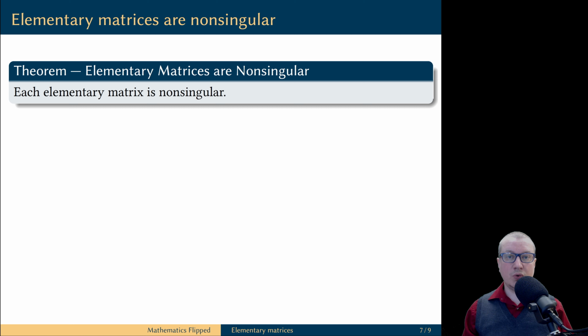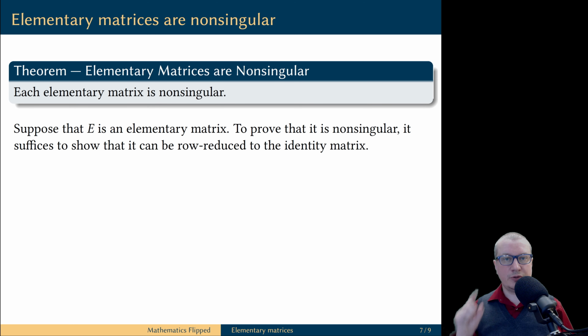Next, let's prove that elementary matrices are non-singular. We have established previously that a matrix is non-singular if and only if its reduced row echelon form is the identity matrix. And this is what we are going to use here. Let's say E is an elementary matrix, and we will prove that it is non-singular by showing that its reduced row echelon form is the identity matrix. There are three types of elementary matrices, so we will cover each type in turn.